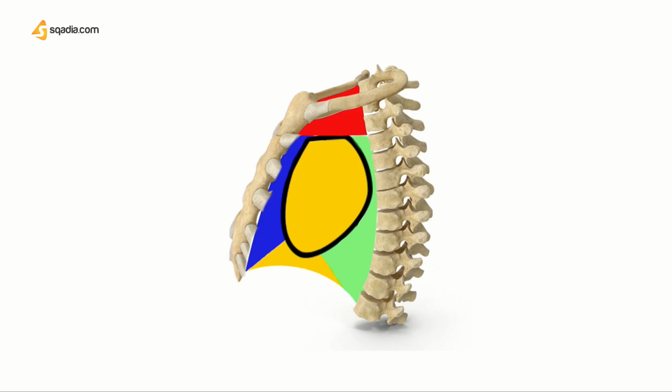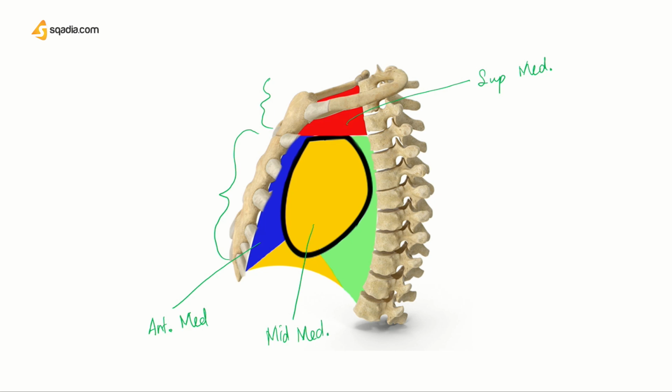So this is a picture of the mediastinum. First we have the superior mediastinum up to here. And this entire part is the inferior mediastinum, which is further subdivided into 3 more divisions. We have the anterior mediastinum, and we have the middle mediastinum, and we have the posterior mediastinum.